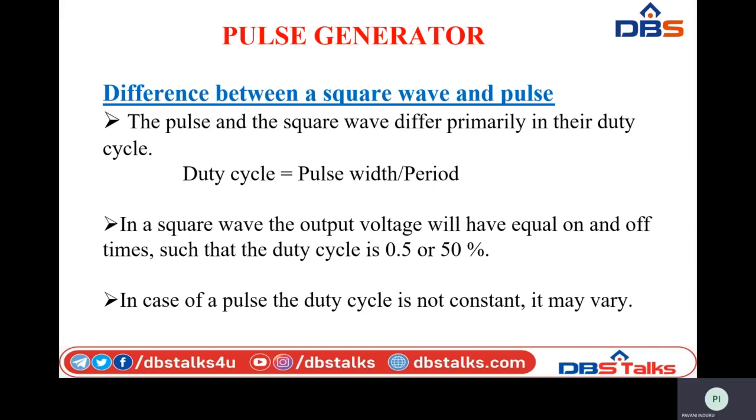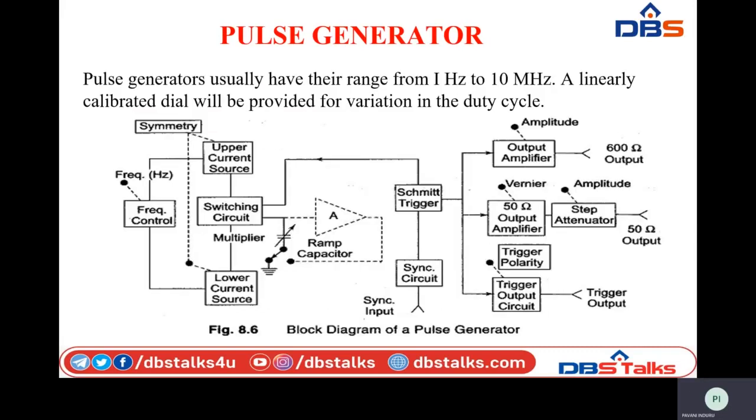Now the circuit, or else the equipment, which is capable of providing us the pulse signals is nothing but a pulse generator. Here we have the block diagram of a pulse generator, which is capable of producing pulses with a frequency range from 1 Hz to 10 megahertz. This has one dial which is calibrated to alter the duty cycle of the pulse present at the output. Here we have one frequency control network along with the symmetry control.